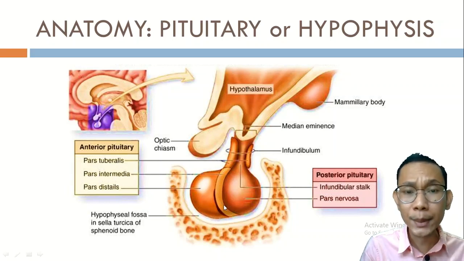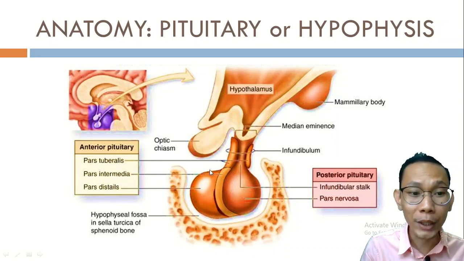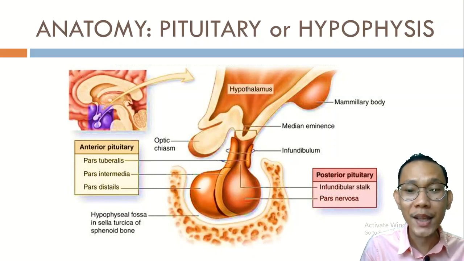Actually, some of your textbooks say that your intermediate lobe is actually part of your anterior pituitary gland. Then this is your posterior pituitary. So your anterior pituitary, which is your adenohypophysis, and your posterior pituitary, which is your neurohypophysis.